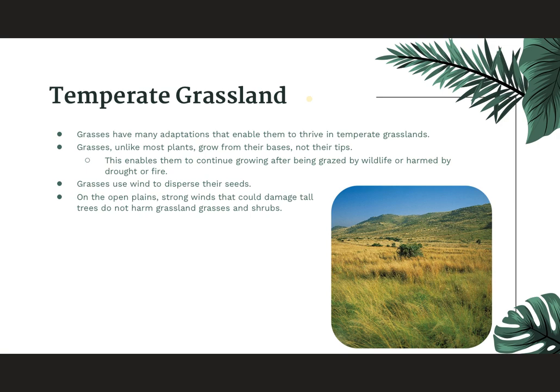Grasses, unlike most plants, grow from their bases, not from their tips. This enables them to continue growing after being grazed on by wildlife or harmed by drought or fire. Grasses use the wind to disperse their seeds. On the open plains, strong winds that could damage tall trees do not harm grassland grasses and shrubs, since they grow from their bases and not from their tips.